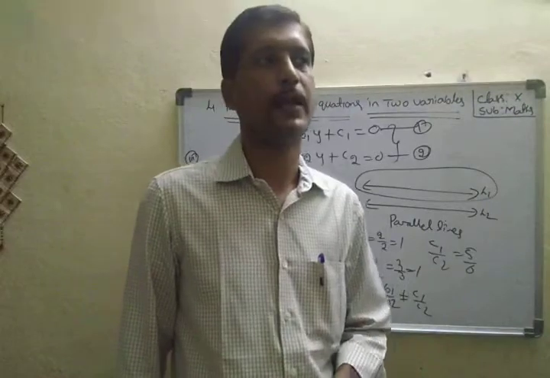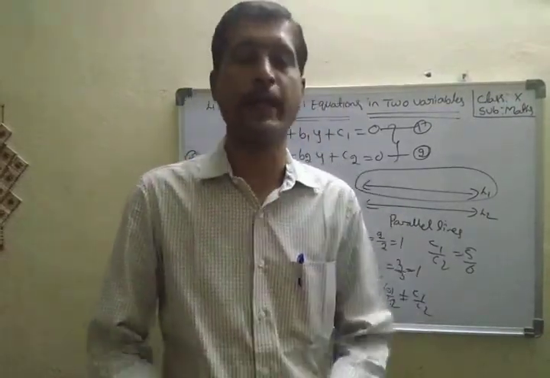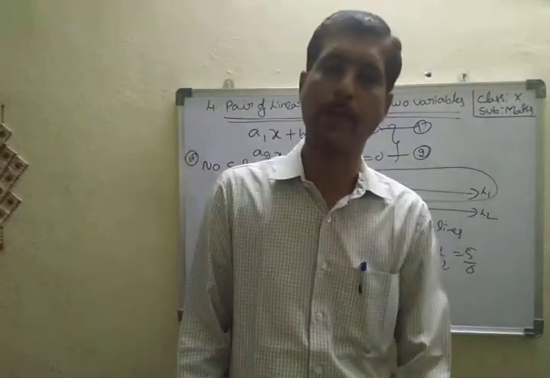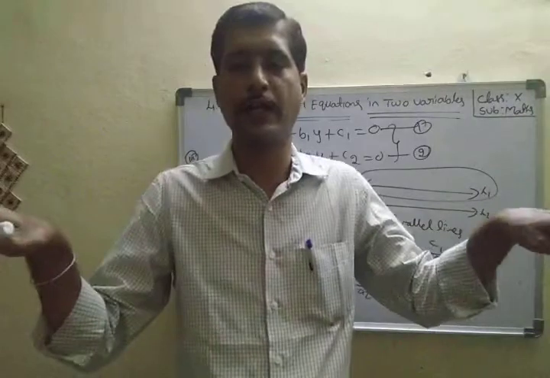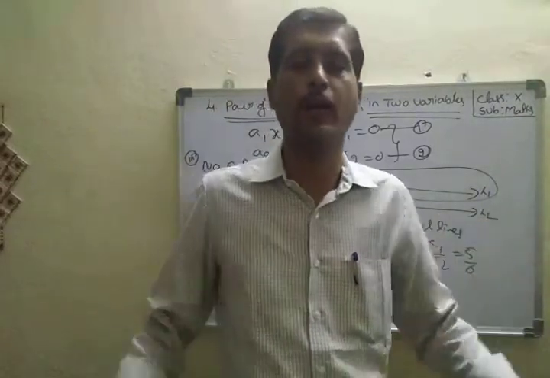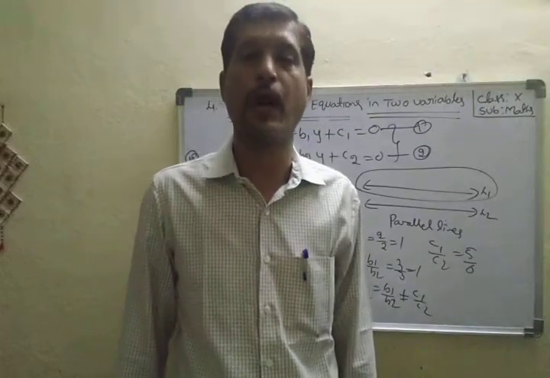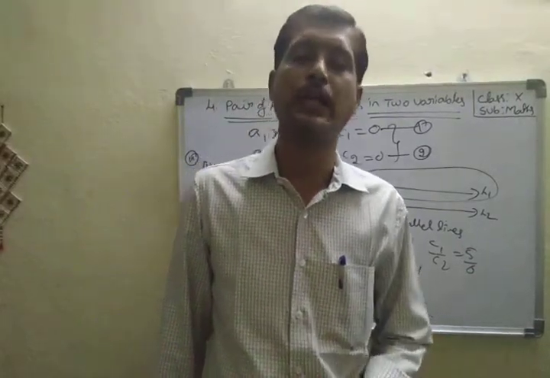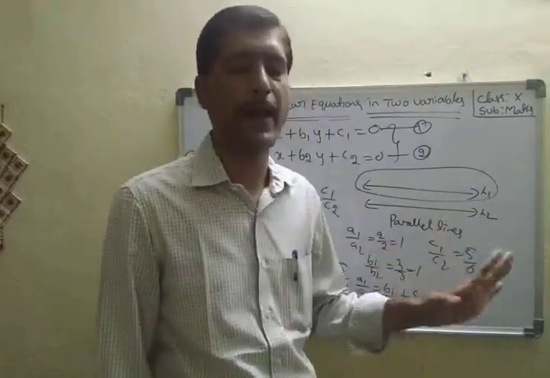Okay. Next one is infinite solution: a1 by a2 equal to b1 by b2 equal to c1 by c2. Therefore the two lines are coincident lines, the same line only. Next one is a1 by a2 equal to b1 by b2 not equal to c1 by c2. Therefore that has no solution, and the lines are parallel lines.